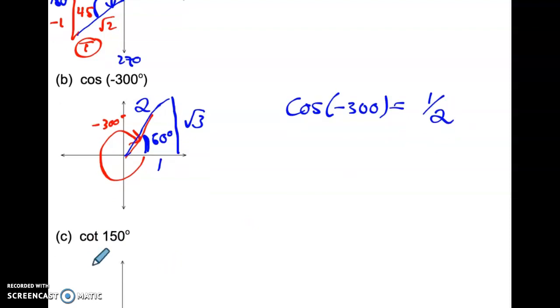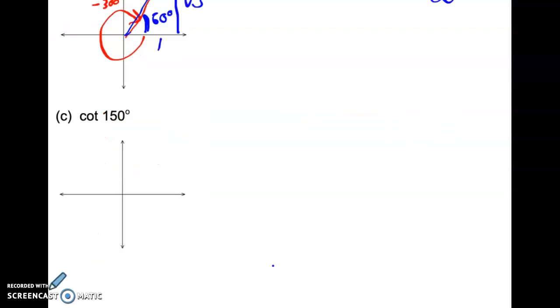Next, we want to find the cotangent of 150. First, drawing in 150 degrees, it's going to be in the second quadrant here. The related acute angle would be 30 degrees, because that's how much would be left to get to the x-axis. So transcribing our 30-degree triangle here, opposite to 30 is 1, 2 is the hypotenuse, and root 3 is adjacent. In this quadrant, x is negative and y is positive.